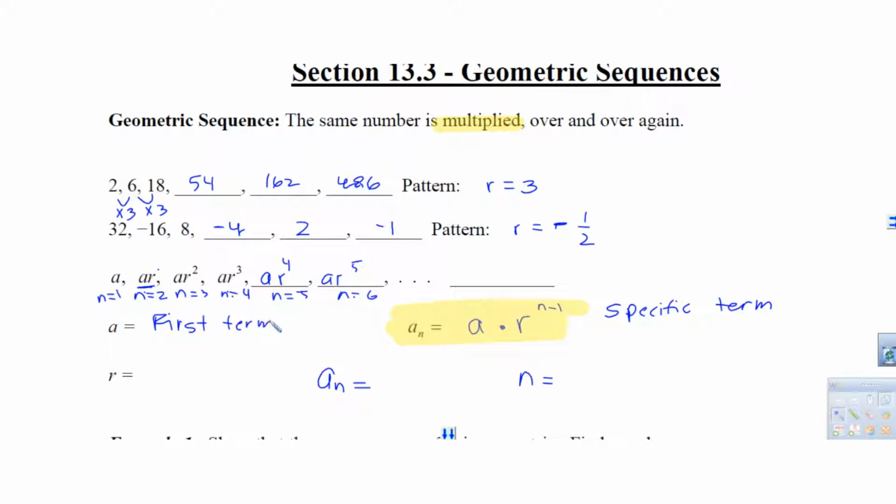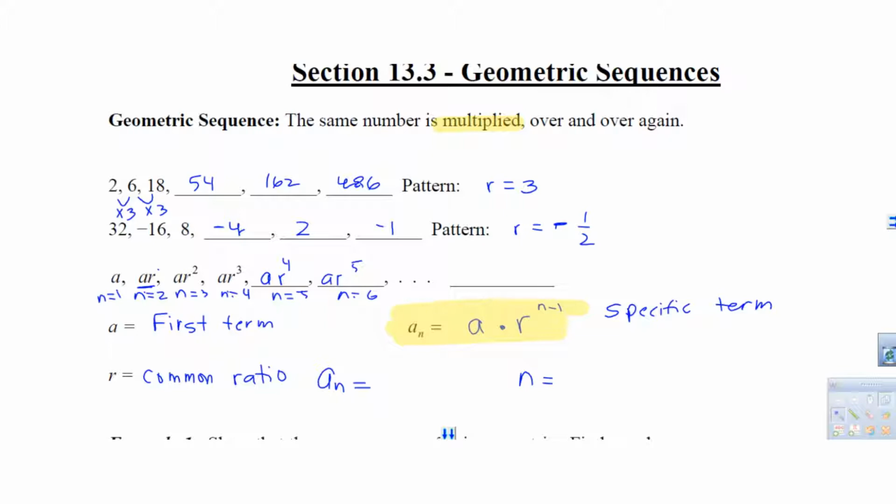I haven't told you the technical name for the R. I told you it's what you stand for, what you multiply by. So the R stands for the common ratio, just like D was the common difference last time I saw you.